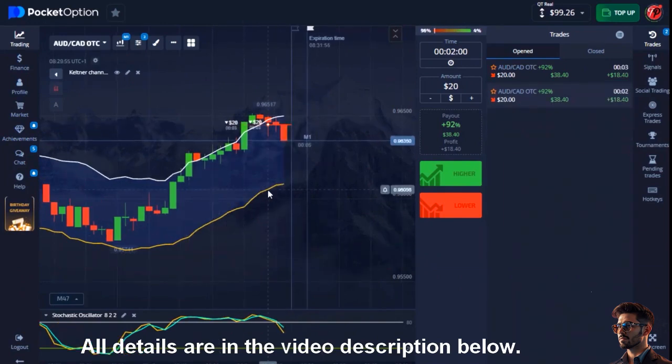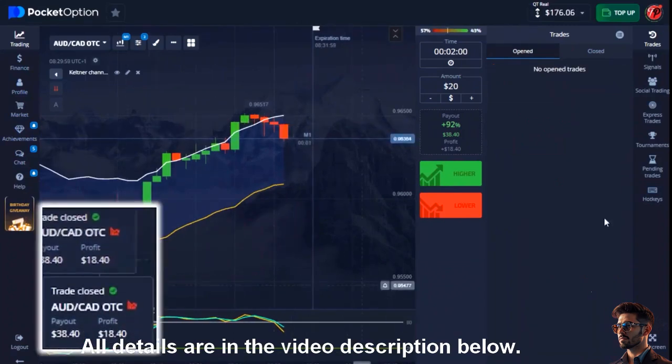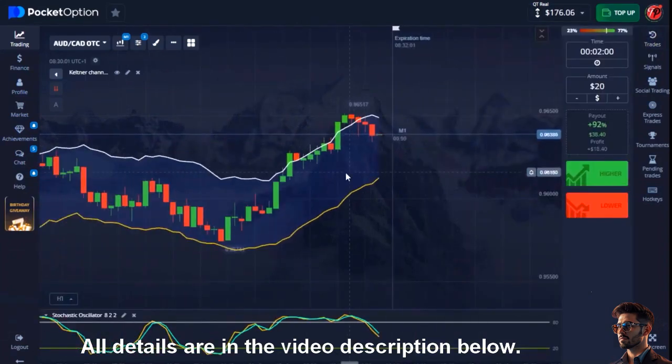Alright guys, right now we have less than 4 seconds to close this trade. A good one there guys, win the money on the board trade. So guys, I hope you actually understand.